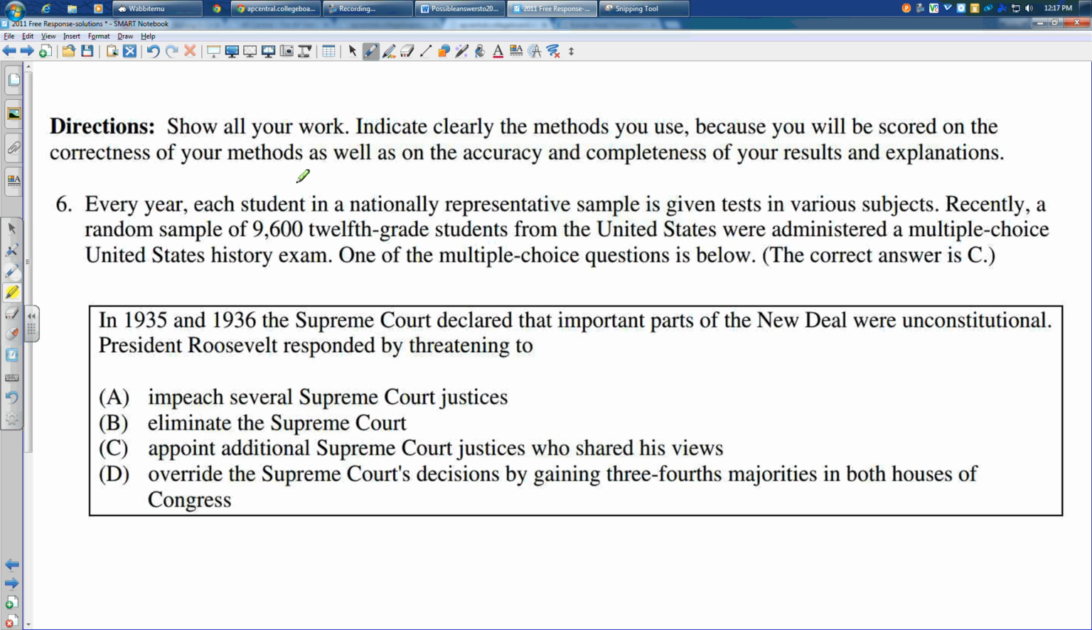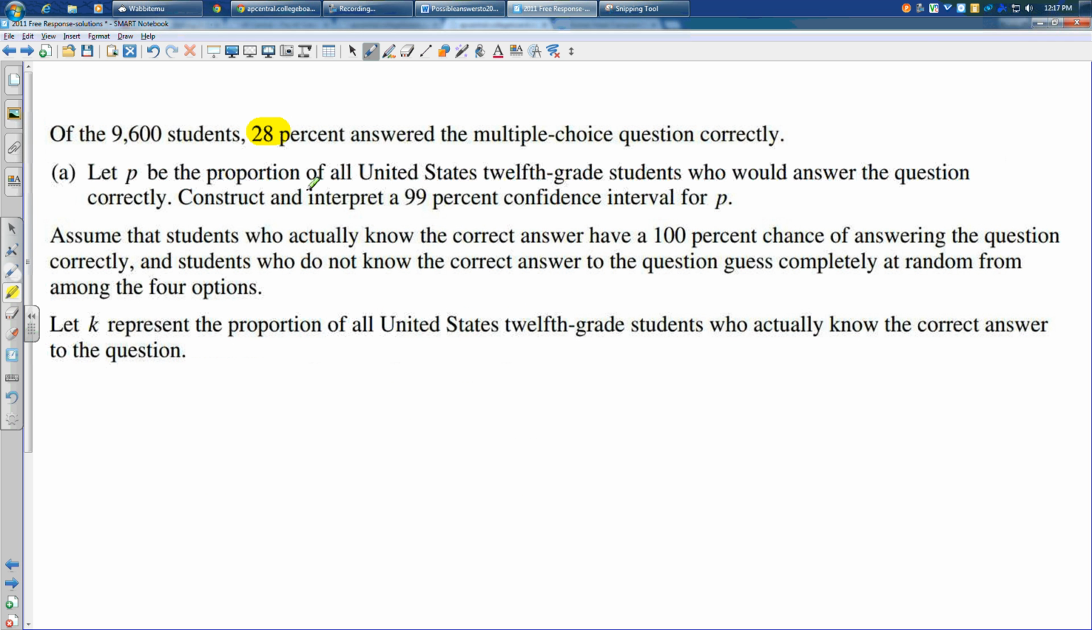So let's look at it. We've got a question off the U.S. history test. Here's the question. They tell you what the right answer is, so you don't spend too long really worrying about the question. This isn't a history test, it's a stat test. So who cares what the question actually is? We can talk about it another time. We do see that we had a random sample of a lot of students, 9,600 of them, and they ask if 28% got it right, find a 99% confidence interval for p.